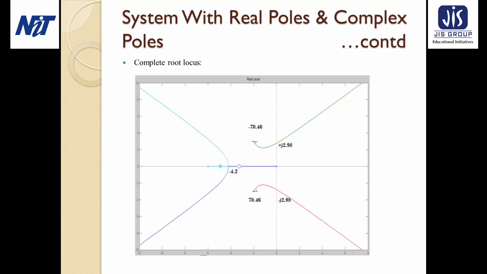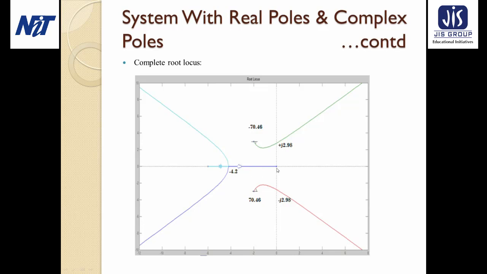So at minus 4.2, both the locus break away, following the asymptotic angles. And here the asymptotic angles were 135 degree and 225 degree. So these two are this light green line and this blue line. These are the two locus branches for these two real poles.